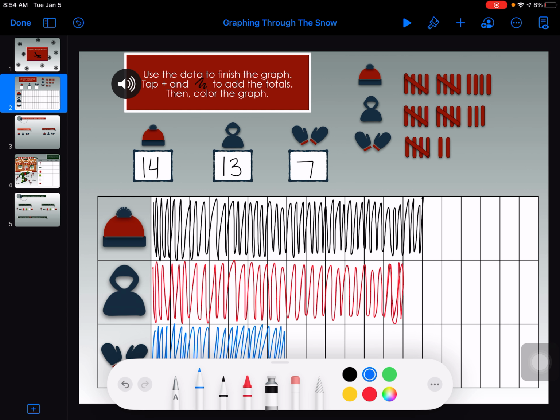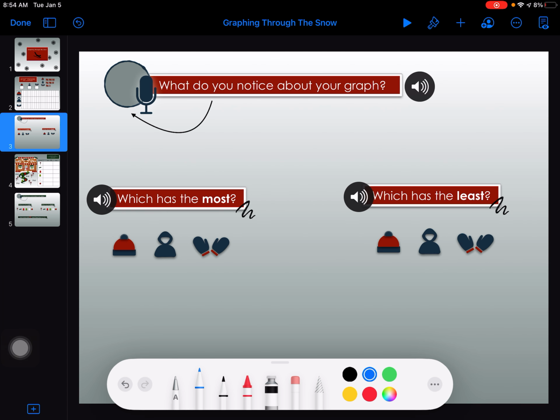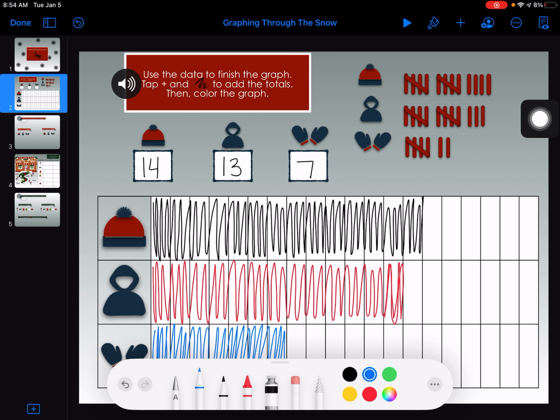Okay. That's a cool visual for our graph. I can see how many there are for each one, and it looks like I'm comparing them. Let's go to the next part. It says, what do you notice about your graph? Well, there we go. I want you to take a second and think about what you notice about our graph.